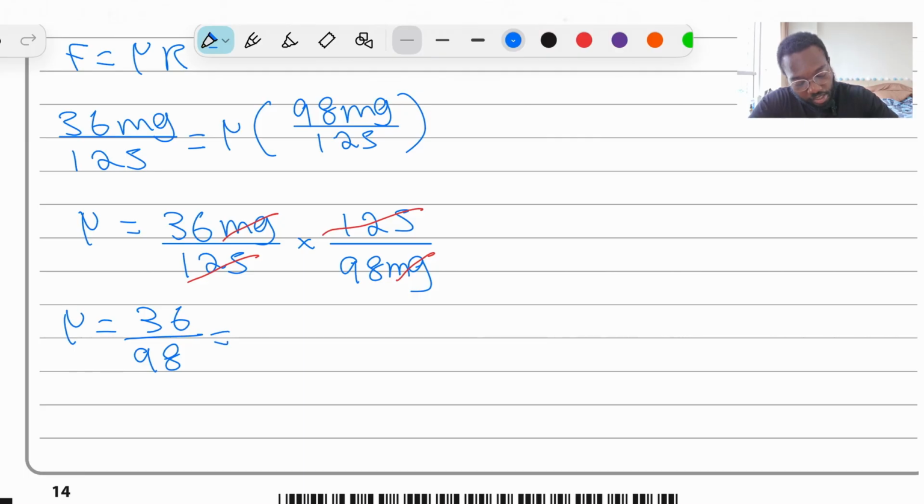And this does cancel down. We can divide both by 2, and we get 18 over 49. That does not cancel down anymore. Therefore, our mu value is 18 over 49.